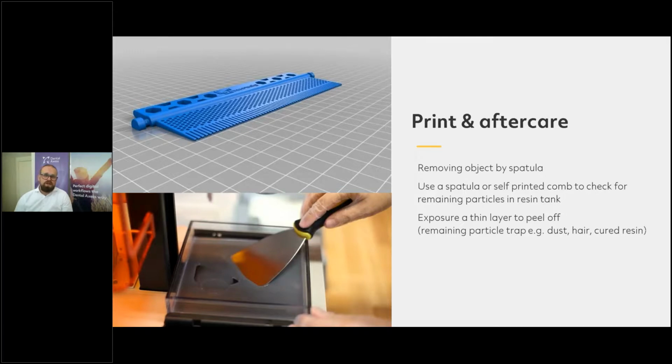So you can use a spatula, or you can even print your own comb. There are a lot of STL files available on the internet. Print your own comb, run that through your resin tank, and you know if you have any particles left.